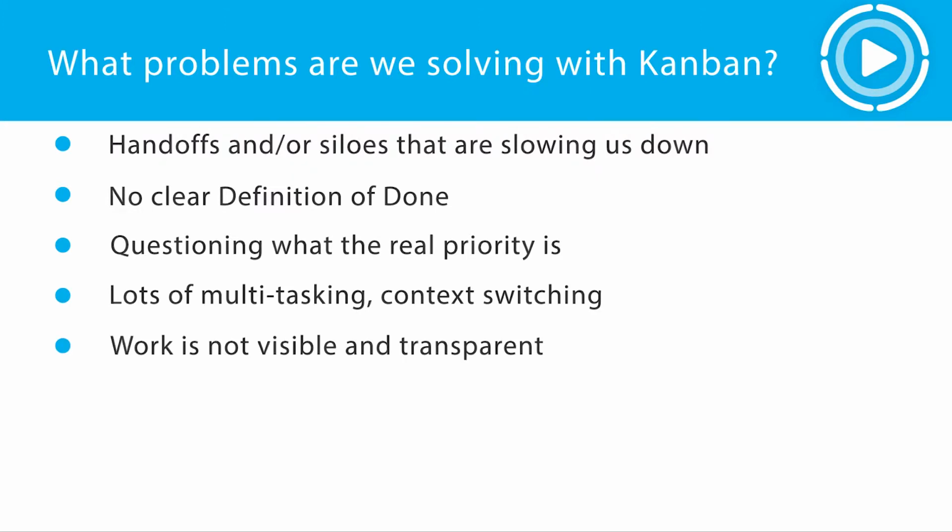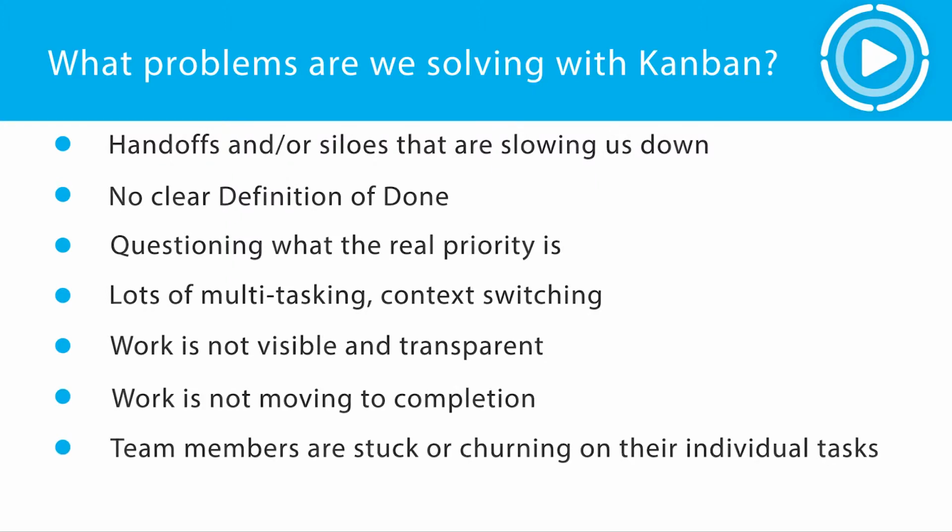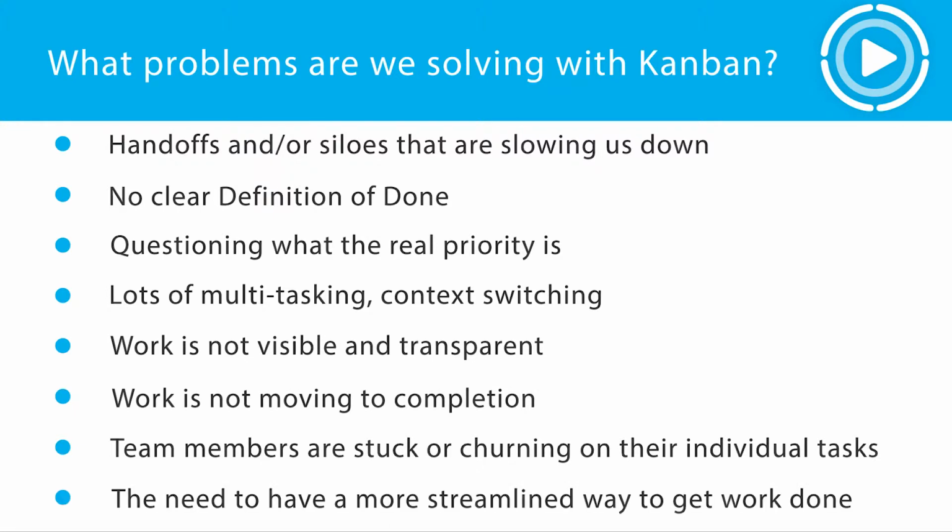Work isn't visible or transparent. Work is not moving to completion fast enough. And team members are stuck or churning on their individual task. Or maybe it's just the need to have a more streamlined way to get work done. Kanban is less about finding the perfect process and more about continuously improving your process.